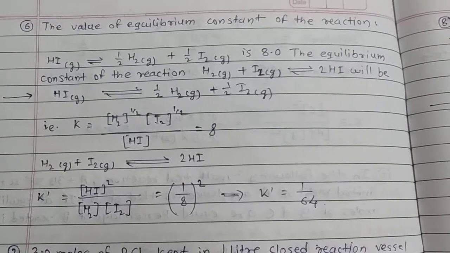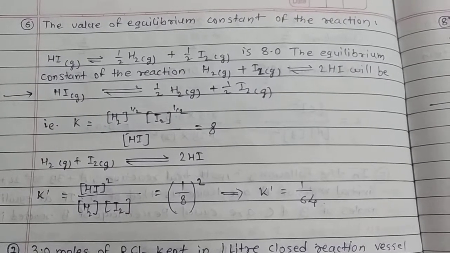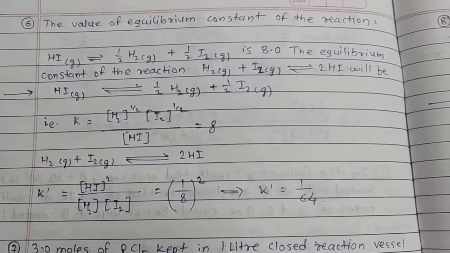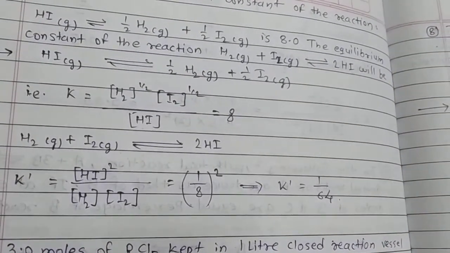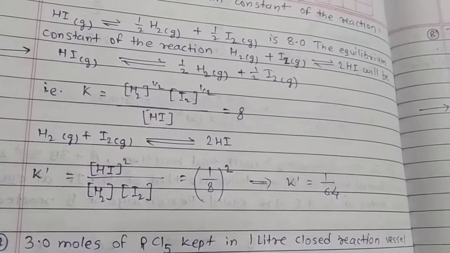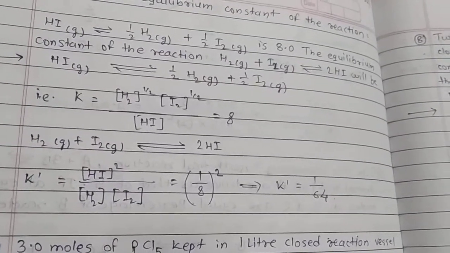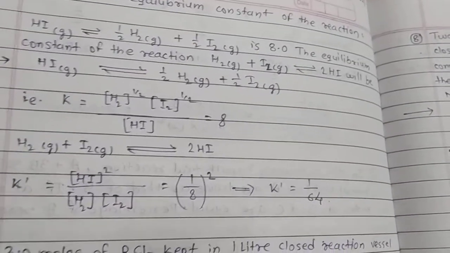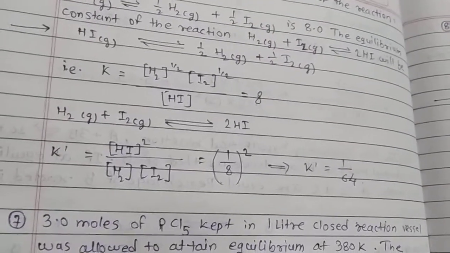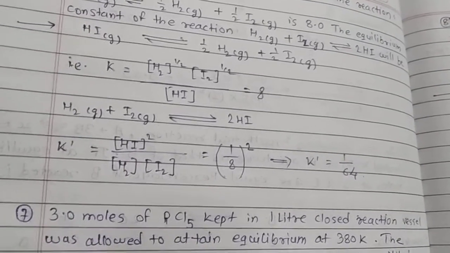So first reaction, whose equilibrium constant is given, that we have written, and the equilibrium constant is equal to product divided by reactant. So product is written in the numerator and reactant is written in the denominator, and the equilibrium constant is given, which is 8. And now let's go for the next reaction, for which we have to calculate the equilibrium constant.